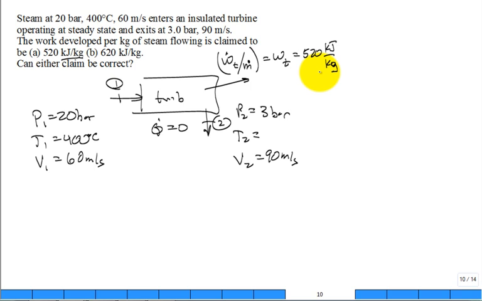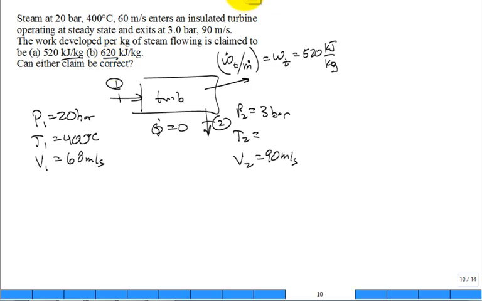Can that claim be correct? This is the value of the second law. It could conserve energy, but it could break the second law and be unrealizable. It could not be possible. So here somebody says, is it possible that you could produce 520 kilojoules per kilogram? And then once you've done that, take a look at 620.